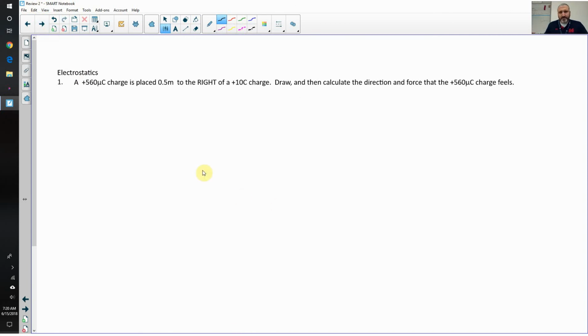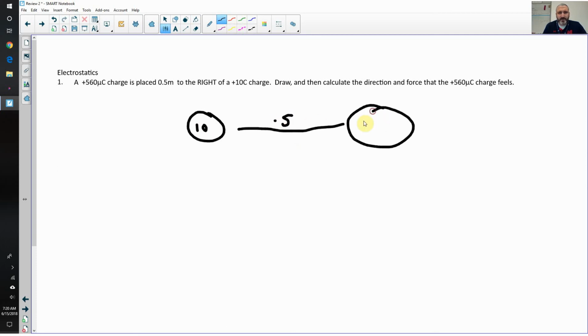Electrostatics, easy peasy. This was right out of the quiz that we just took. A 560 microcoulomb charge is placed 0.5 meters to the right of a 10 coulomb charge. So let's make 10 coulombs, 0.5 meters, and 560 times 10 to the negative 6, because that's a micro. And the 10 is going to be left alone because there's no micro there.